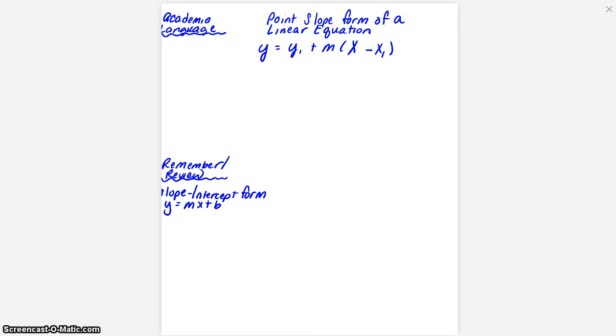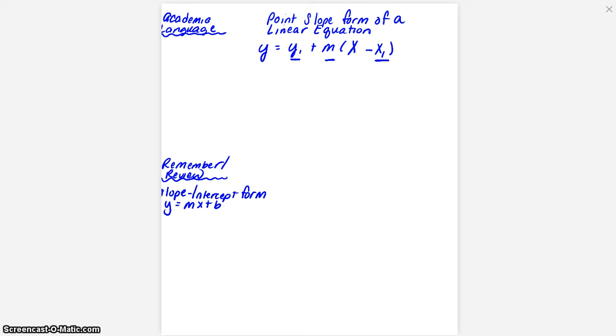Pretty self-explanatory, right? I'm going to underline the point we have. We have y1 and x1, and the slope is m, right? So this is a little more clunky than the one we normally use, but it's still just an algorithm, a formula, a way to remember where to put your information.